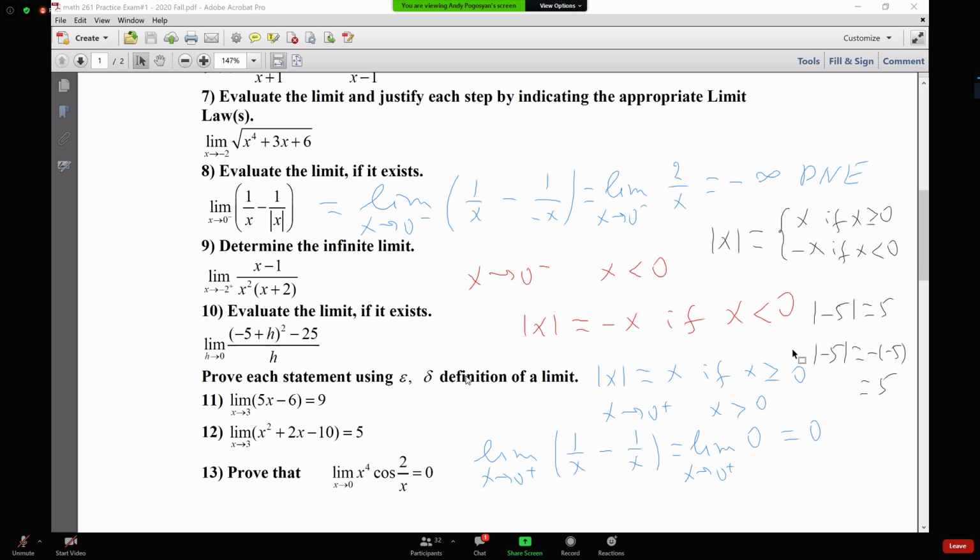We cannot put anything. See, the limit of 1 over x minus 1 over absolute value of x, as x approaches 0. We need to split left and right. From the left, it's negative infinity. From the right, it's 0. We just put does not exist because we cannot put anything there. But negative infinity, we can put there. It's an infinite discontinuity. But it's a discontinuity. It does not exist.